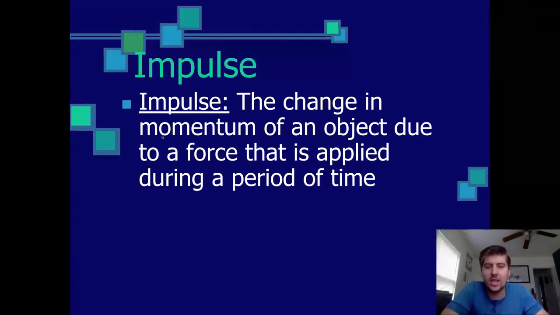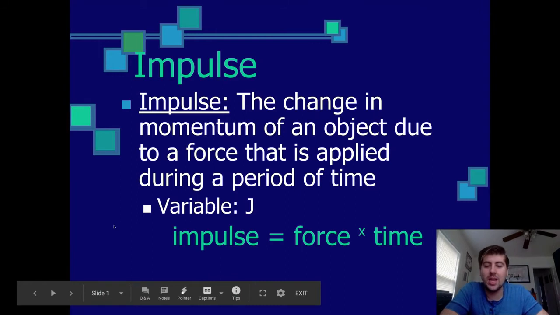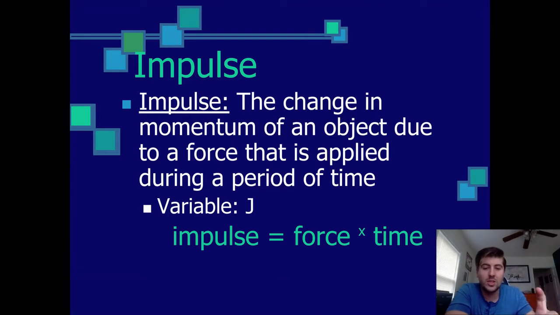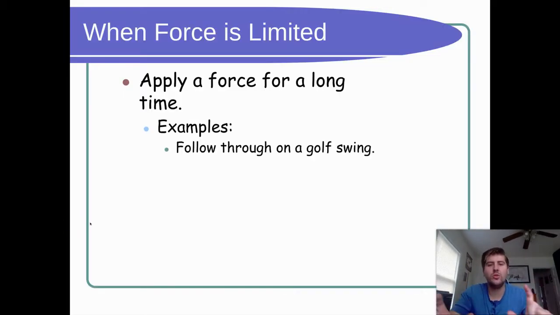So let's look here. Impulse is the change in the momentum of an object due to a force that is applied during a period of time. It's usually represented by the symbol J, and the equation that we'll typically use for impulse is that it's equal to the force on an object times the amount of time that object is experiencing that force. Okay, so our units are going to be newtons times seconds, because the equation is force times time. But impulse has those two variables, right? Force and time. So when we adjust the amount of time that a force is acting on an object, that plays a huge role in this.